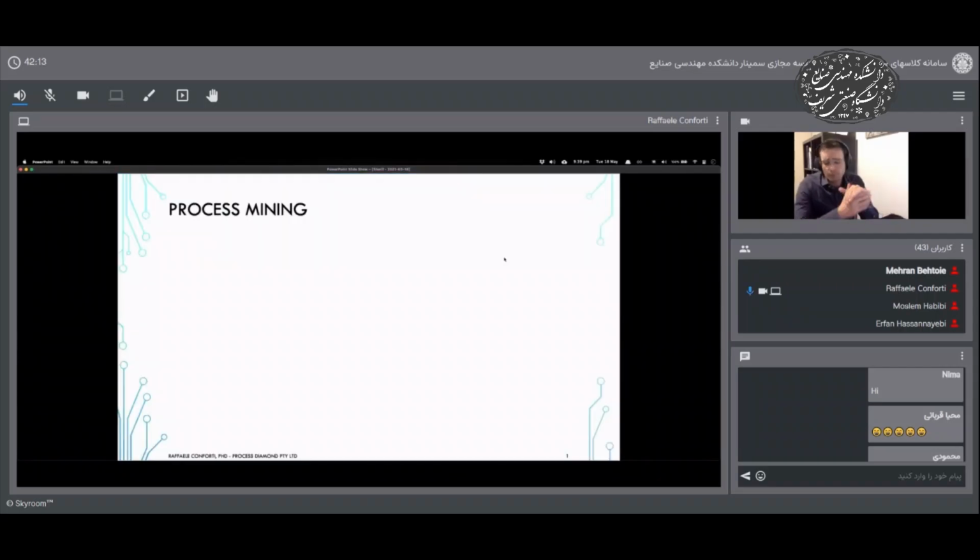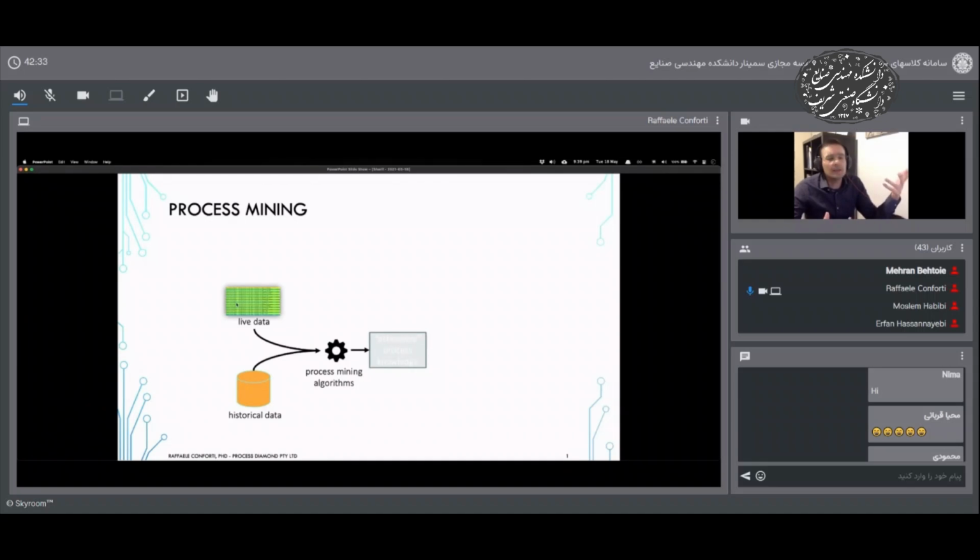Okay, so to start with, what is process mining? When we consider process mining, normally we tend to use data, so historical data, or in certain cases even live data, so data that come from processes that are currently under execution. And by using process mining algorithms, we try to gain some sort of actionable process knowledge, so some knowledge that can be of use for us at the moment.